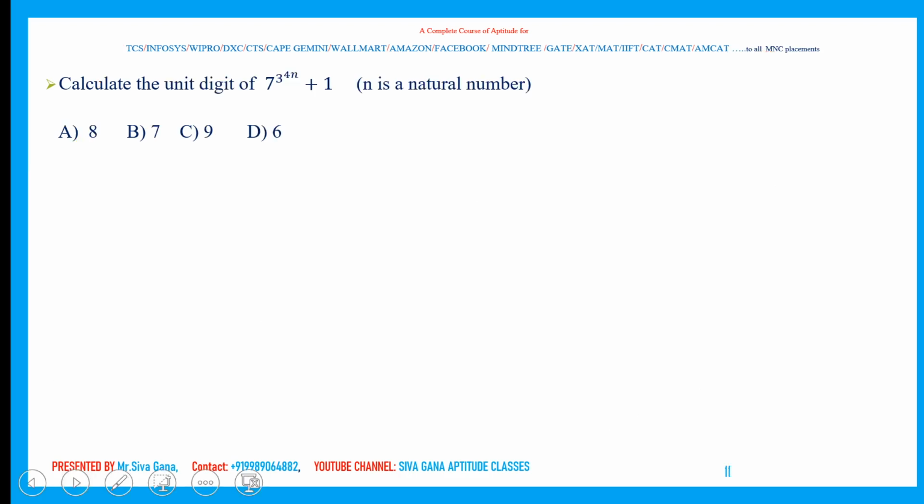Next, calculate the unit digit of 7 power 3 power 4n plus 1. Here n is a natural number. Previously asked question. So for example, if n is equal to 1, 7 power 3 power 4 plus 1. 3 power 4 is how much? 3 power 4 is 9 squared, which is nothing but 81, plus 1.